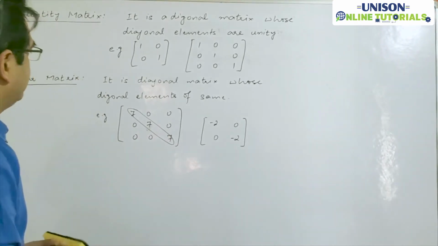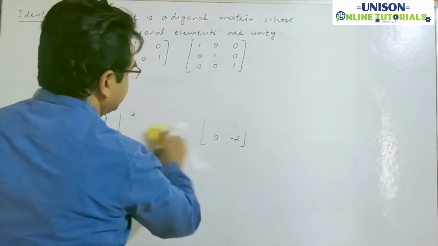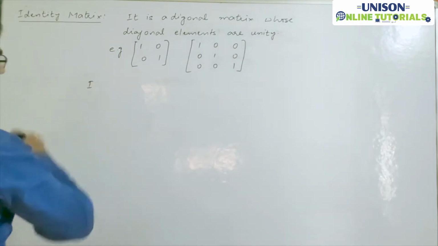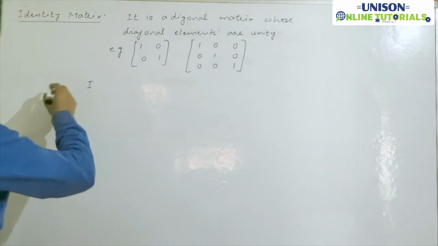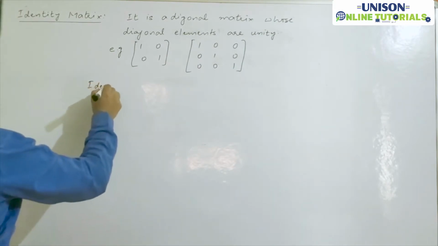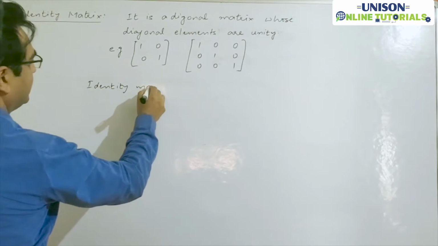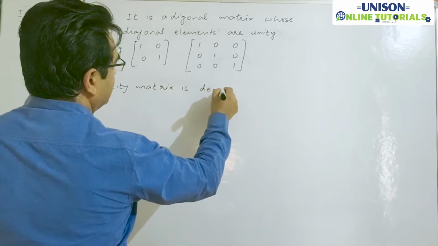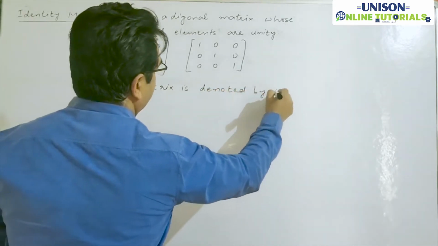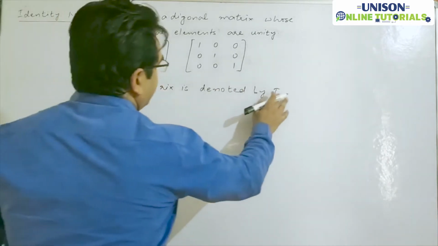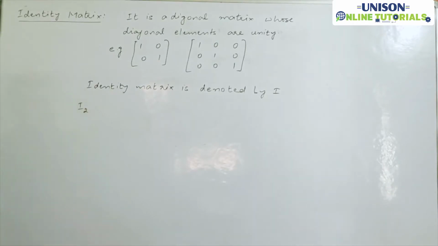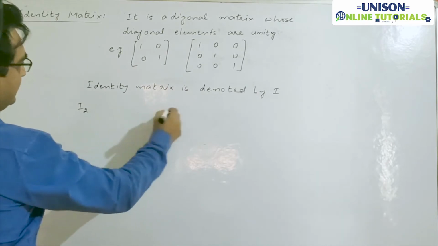और identity matrix को हम denote कैसे करते हैं? We denote this identity matrix by I. Identity matrix is denoted by I. I से हम denote करते हैं. Sometimes आइडेंटिटी मैट्रिक्स को ऐसे भी I2 कई बार लिखा होता है. Sometimes it is mentioned I3.